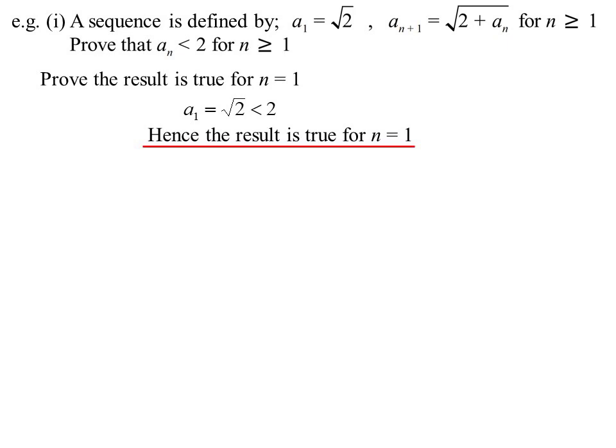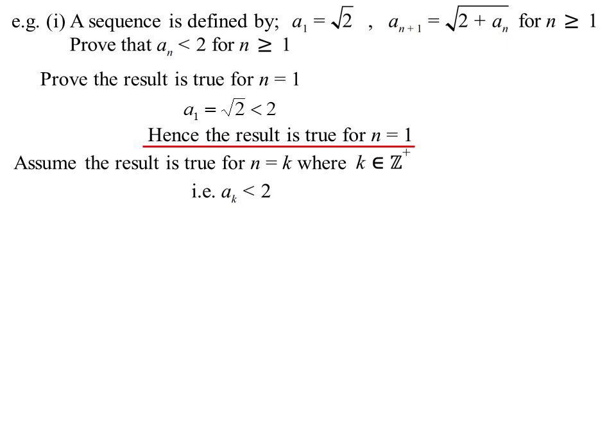Prove it true for the first case. It's still the same idea. Prove it true for the first case. Well, they told me the first one was the square root of 2, and the square root of 2, it's around about 1.4. That's less than 2. So yeah, it is true for the first case.